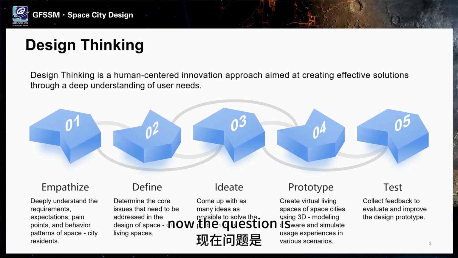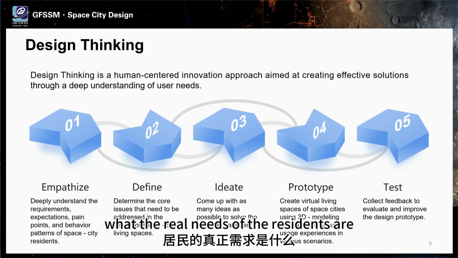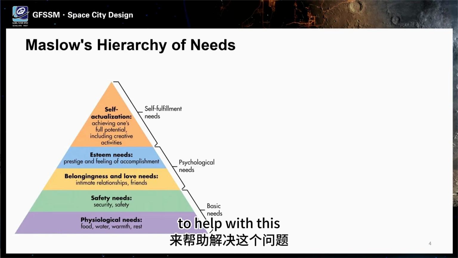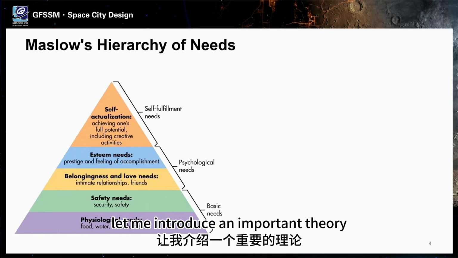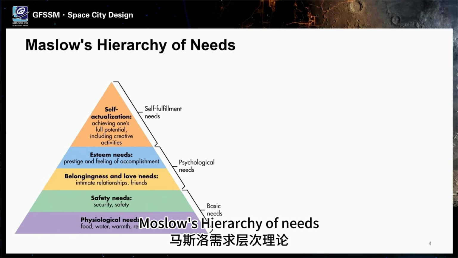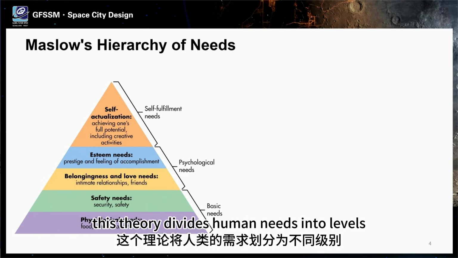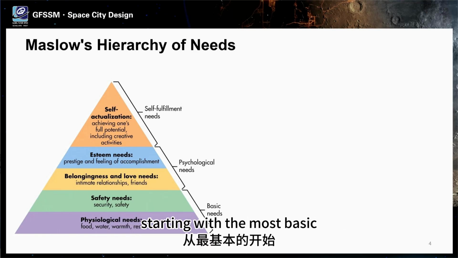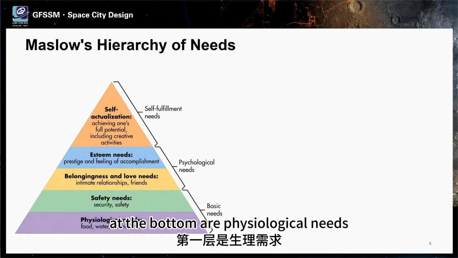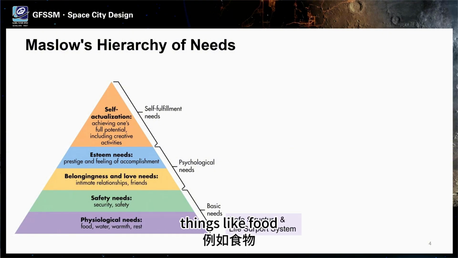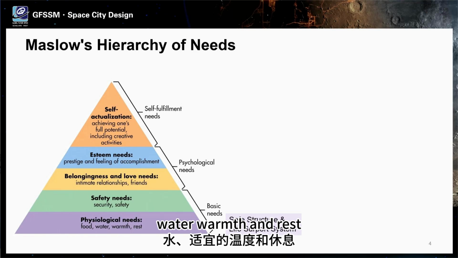Now, the question is, how do we discover what the real needs of the residents are? To help with this, let me introduce an important theory: Maslow's hierarchy of needs. This theory divides human needs into levels, starting with the most basic. At the bottom are physiological needs, things like food, water, warmth, and rest.